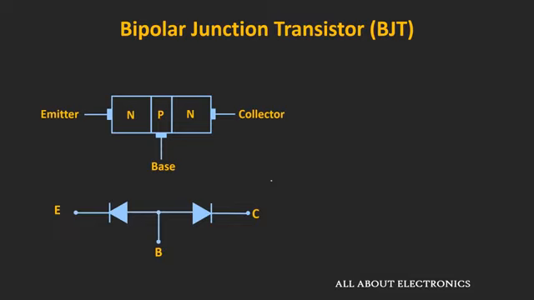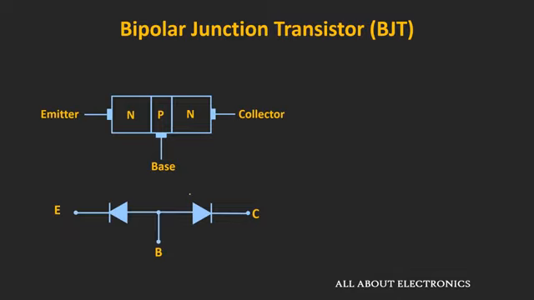Because when we connect two back-to-back diodes, we are assuming that there is no interaction between the two diodes. That means these two diodes are operating independently. But in the case of the BJT, there is actually an interaction between the two regions. So if we connect two back-to-back diodes like this, it won't behave like a BJT.